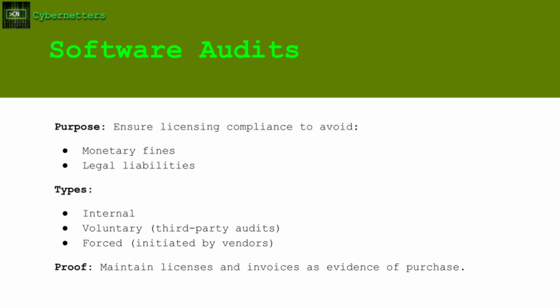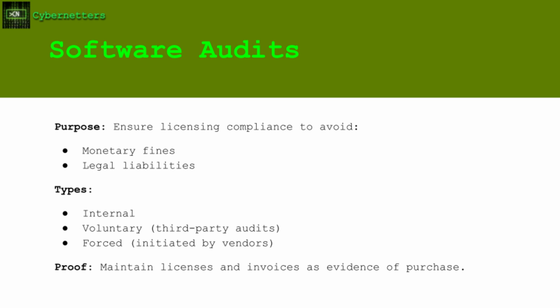Some types of software audits include internal audits, so your team checks everything in-house. Think of it like doing your own spring cleaning. Voluntary audits: you bring in an outside expert to check compliance, like hiring a professional organizer. Or forced audits, where vendors may step in and demand an audit if they suspect something's off. This is like getting an unexpected inspection.